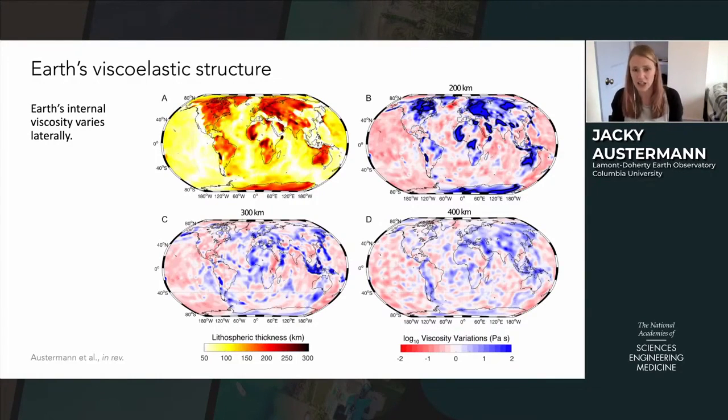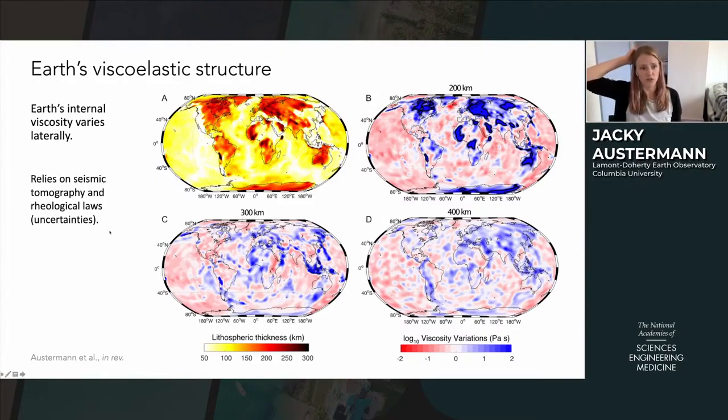The other big component in the GIA modeling is of course lateral variability in viscosity. And Pippa already gave you a good overview of this. I'm showing you here just to give you a sense of the order of magnitude variability that we're expecting. You see lithospheric thickness in the top left, and then variability in viscosity at a couple of upper mantle depths. So viscosity likely varies by an order of magnitude or orders of magnitude. We can rely on seismic tomography and rheological laws. Again, Pippa talked about this. There are uncertainties in this. Here we're using some geodynamic constraints to better map shear wave speed into temperature and then into viscosity. But certainly uncertainties remain both in the scaling relationships as well as in the tomography itself.